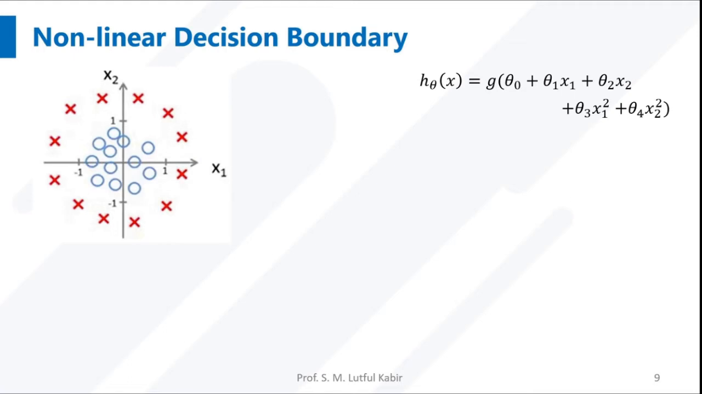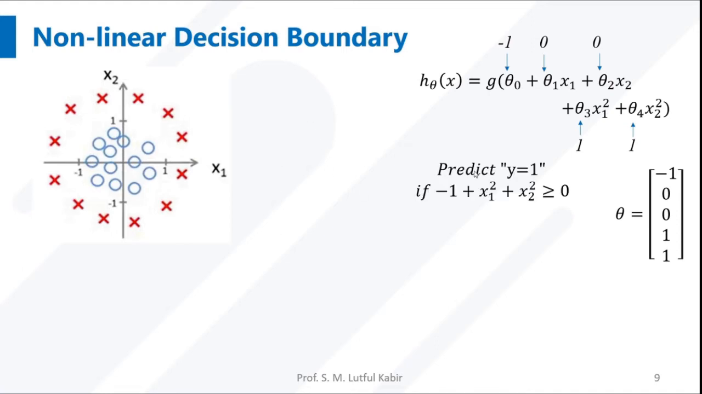Let us say we have found these parameters and the values are minus 1, 0, 0, 1, 1. That means the theta vector is like this one: minus 1, 0, 0, 1, 1. To predict y equal to 1, we will write that h theta x should be greater than or equal to 0. So you just write down all the thetas, and it will be minus 1 plus x1 square plus x2 square, and this will be greater than or equal to 0.